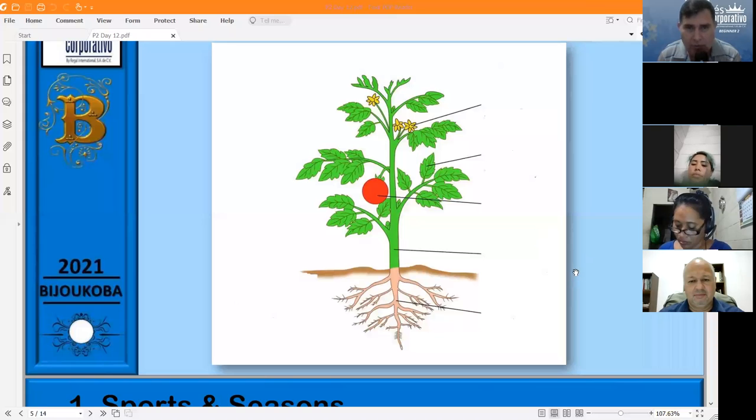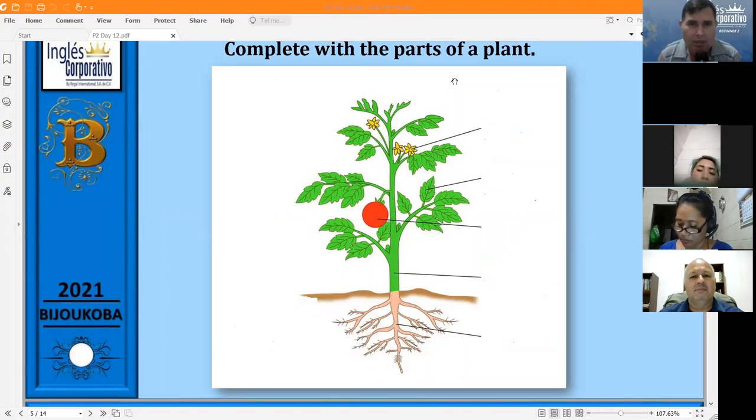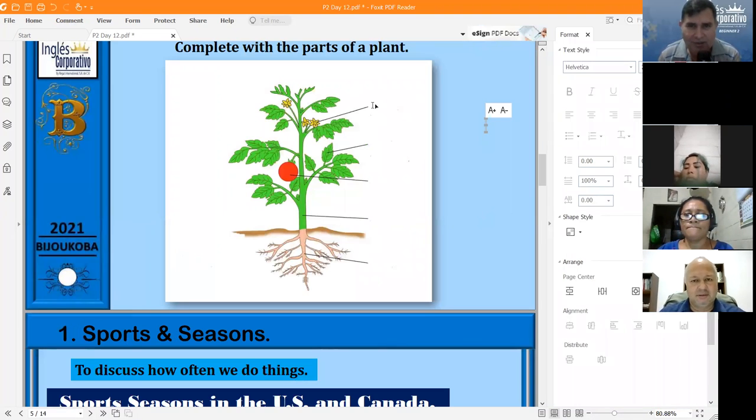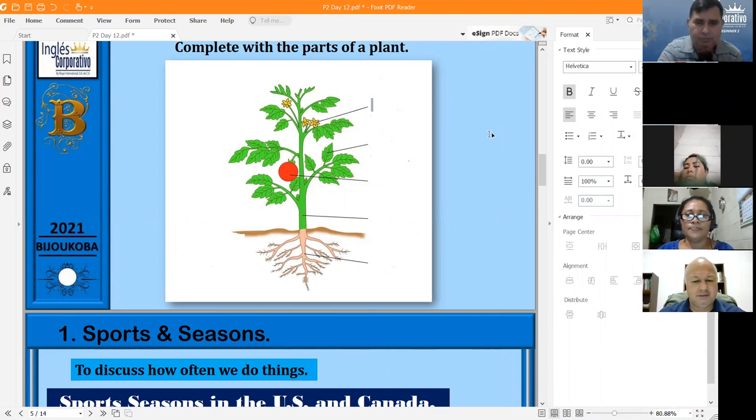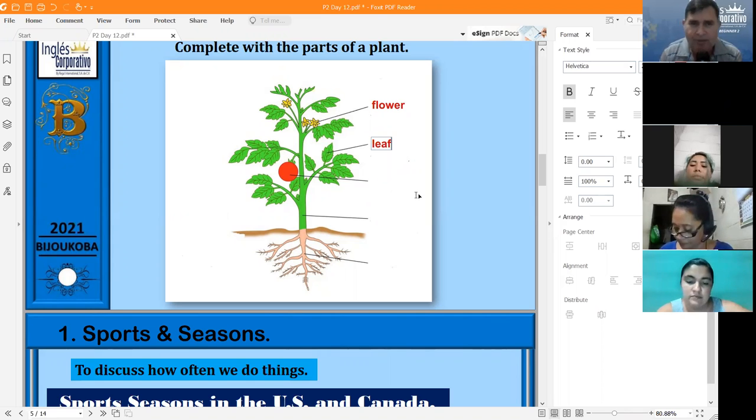We're going to begin with some vocabulary. Complete with the parts of a plant, okay? Let's see. We have the first one. What's this one? Flower. Excellent, yes. You're right, this is the flower. What about this one? Leaf. Thank you, Nuria. Yes, leaf. And this one? Tomato. Ay, tan chulo, the tomato.